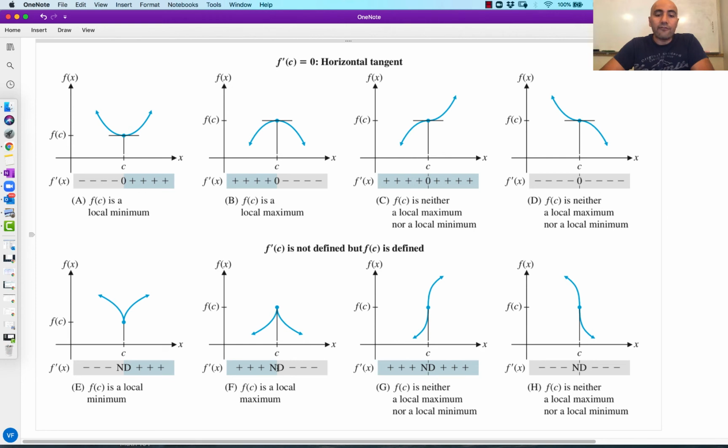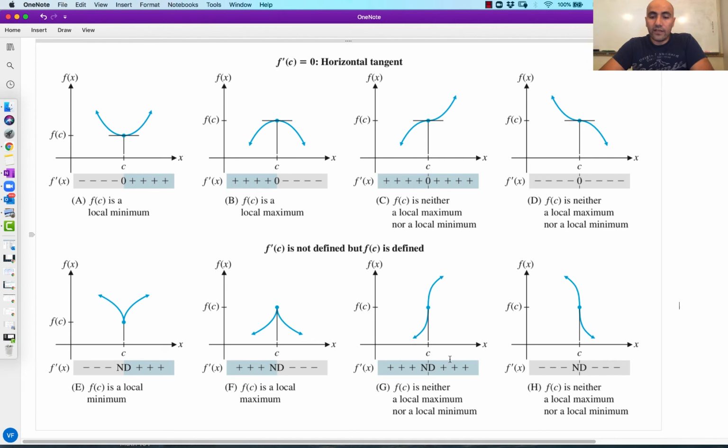On the other hand, if we see that a test point to the left of c results in a first derivative that is positive, and then a test point to the right of c results in a first derivative that is negative, again we see a transition from positives to negatives, so f of c is a local maximum.